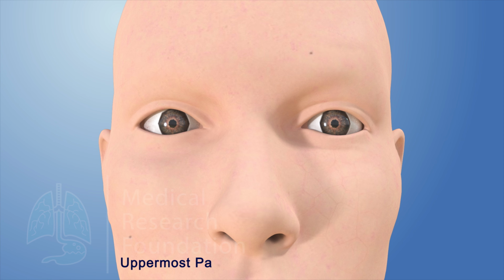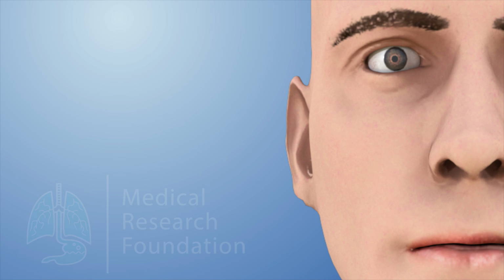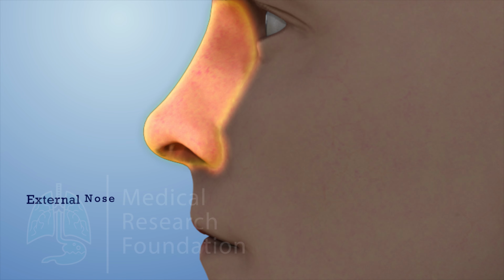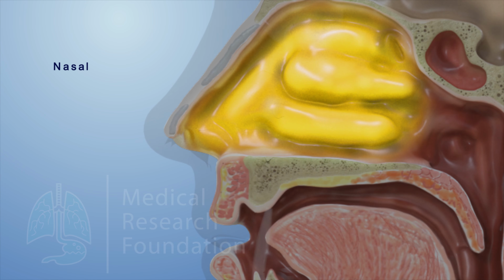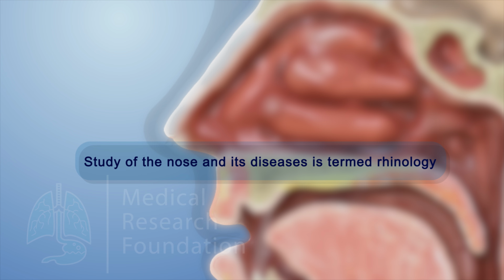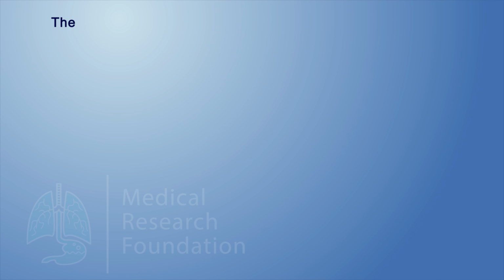The nose is the uppermost part of the respiratory tract and contains the peripheral organ of smell. It consists of the external nose and the nasal cavity. The Greek word for nose is rhinos. Thus, the study of the nose and its diseases is termed rhinology.